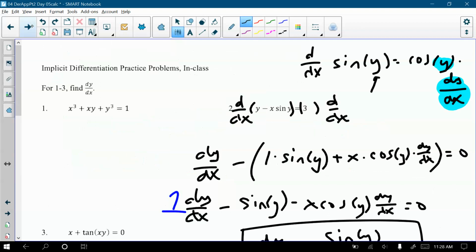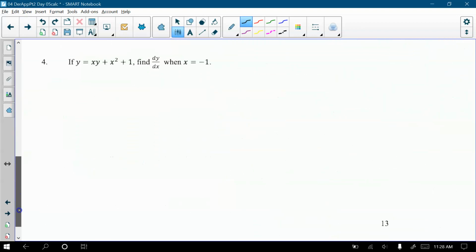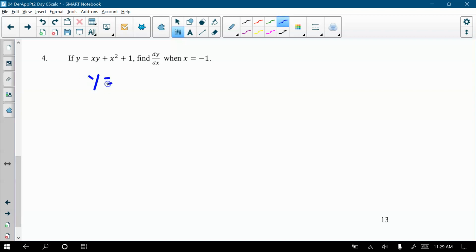Okay, and now let's go to number 4. Here it says find dy dx when x equals negative 1. Again, the first thing that's calling out to my mind is that I don't actually see a y value. Let's find the y value. When x is negative 1, we have y is equal to negative y plus 1 plus 1. The reason we have this plus 1 here is because it was negative 1 squared. So that means we get 2y equals 2, which means y is equal to 1.